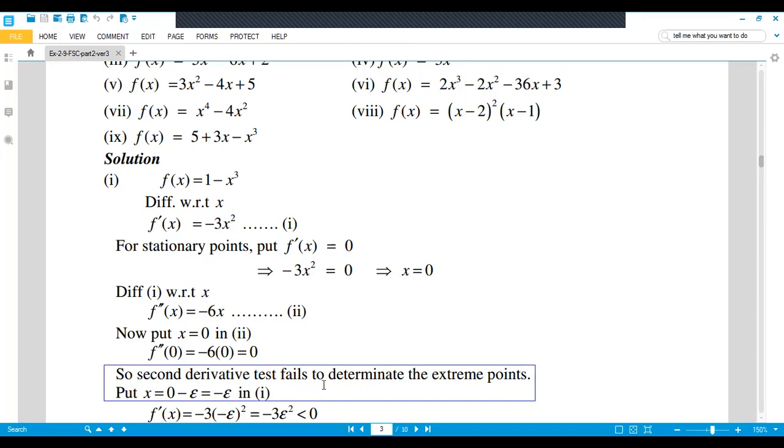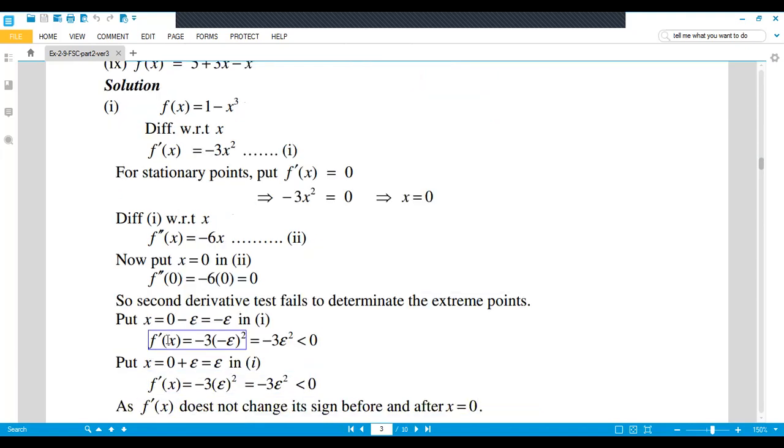When the second derivative test fails, to find the extreme points, what will you do? You put x equal to 0 minus epsilon. This epsilon is a very small value, approximately negligible. So in the first derivative, in place of x, you put minus epsilon. So minus 3 times minus epsilon square. So you get minus 3 epsilon square, which is less than 0. Then for the second, you put x as 0 plus epsilon. So you will get the same answer, less than 0.